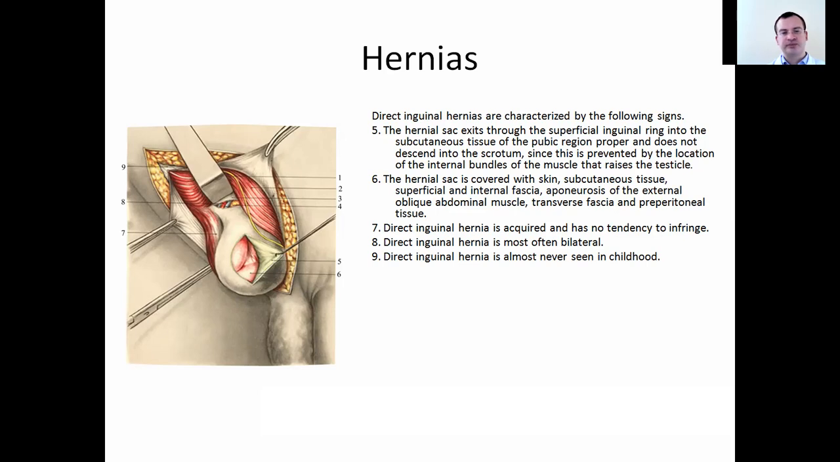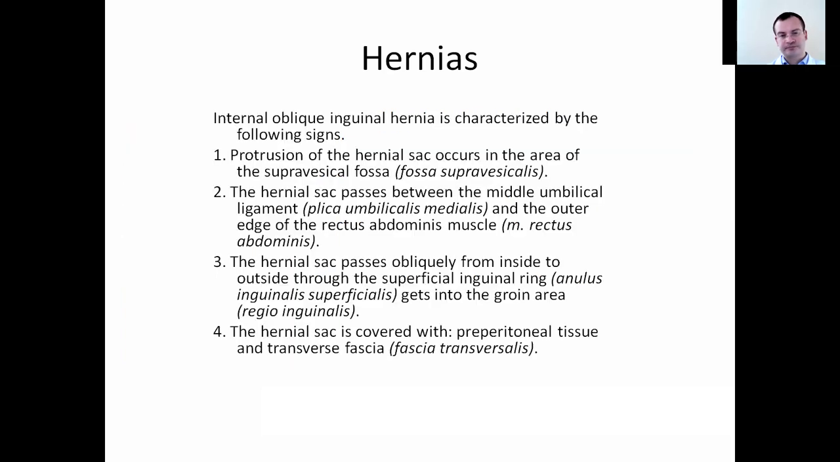This is prevented by the location of the internal bundles of the muscle that lifts the testicle. The hernial sac is covered with skin, subcutaneous tissue, superficial and internal fascia, aponeurosis of the external oblique abdominal muscle, transverse fascia, and peritoneal tissues. Direct inguinal hernia is acquired and has the tendency to infringe. It is most often bilateral and is almost never seen in childhood.